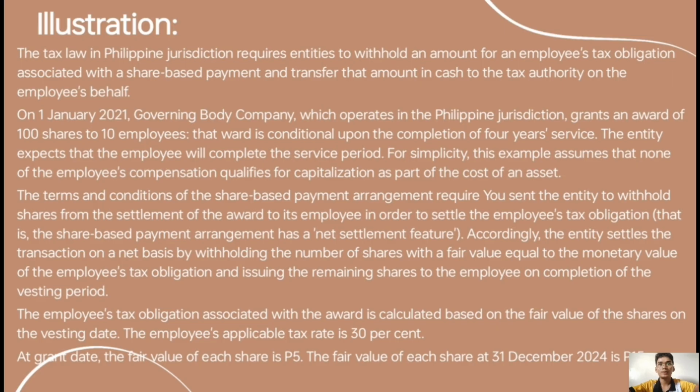That is, the share-based payment arrangement has a net settlement feature. Accordingly, the entity settles the transaction on a net basis by withholding the number of shares with a fair value equal to the monetary value of the employee's tax obligation and issuing the remaining shares to the employee on the completion of the vesting period. The employee's tax obligation associated with the award is calculated based on the fair value of the shares on the vesting date. The employee's applicable tax rate is 30%. At grant date, the fair value of each share is 5 pesos. The value of each share at December 31, 2024 is 15 pesos.